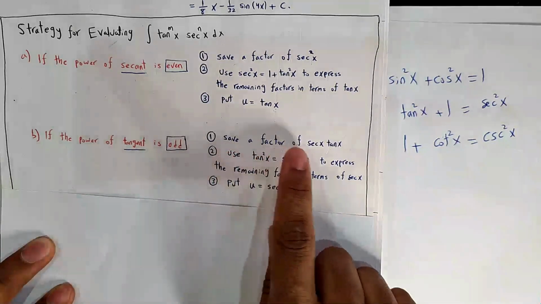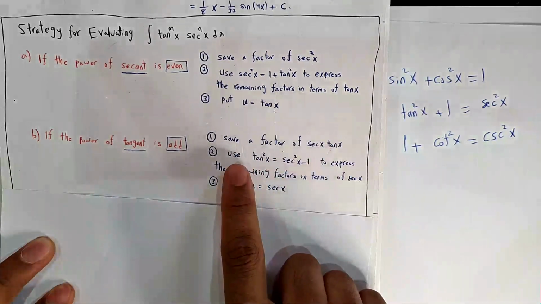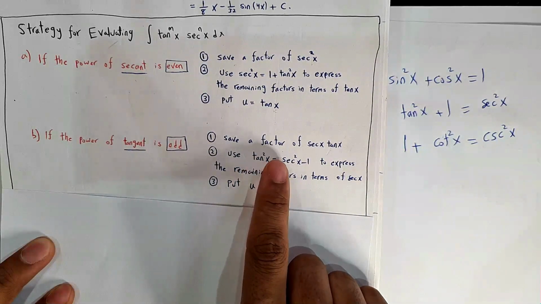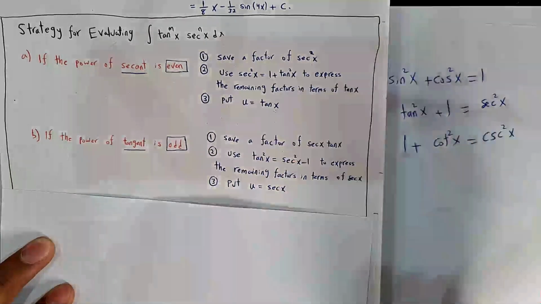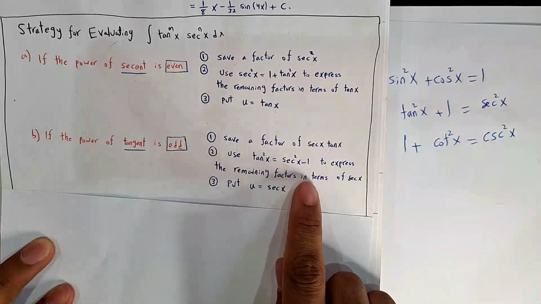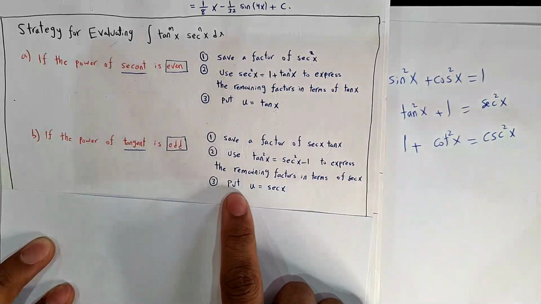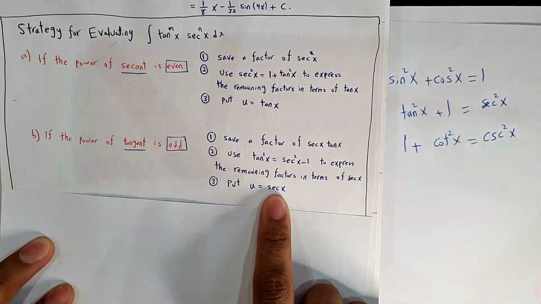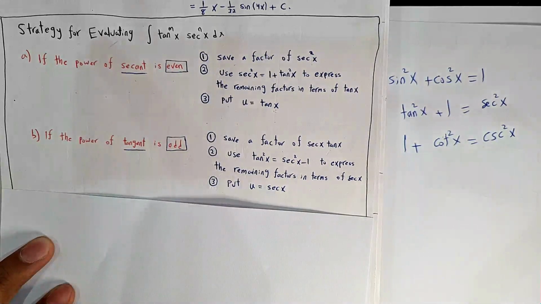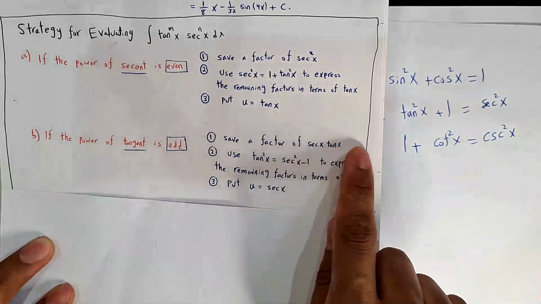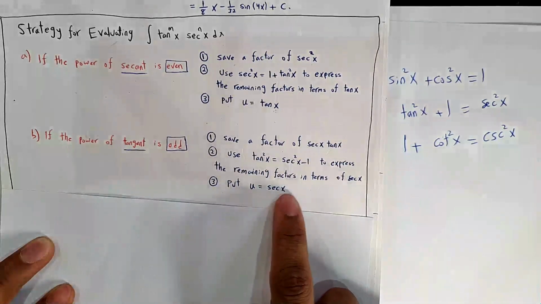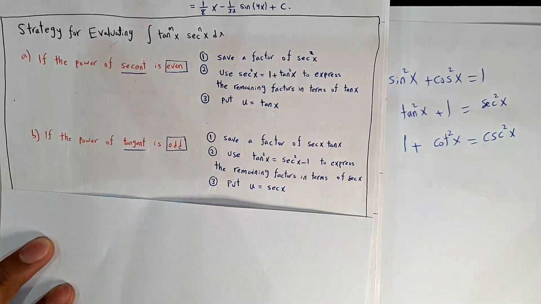1. Save a factor of secant x tan x. Then use this identity, tan square x equals secant square x minus 1, which is the same as this one, to express the remaining factors in terms of secant x. Again, we do this because we are looking for the substitution u equals secant x. See it again in a different way. If we save a secant tan, then the original function is u, which is secant x.